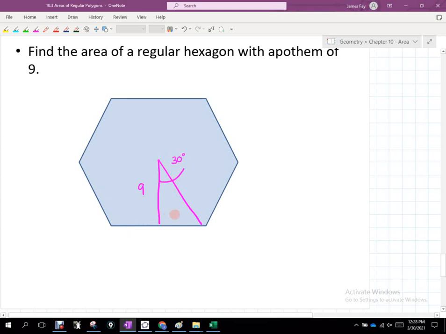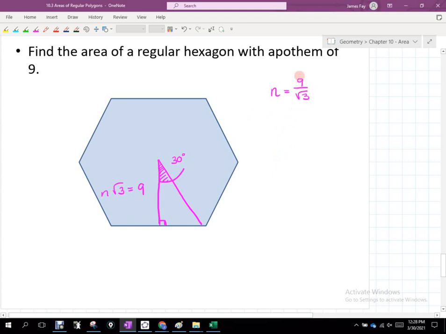As we go through all the assignments that we do with this, you're gonna see that the hexagon is a very common shape for them to give us. So what side is that in regards to a 30, 60, 90? That's my n radical 3 side. So then n is going to be 9 divided by radical 3, right?